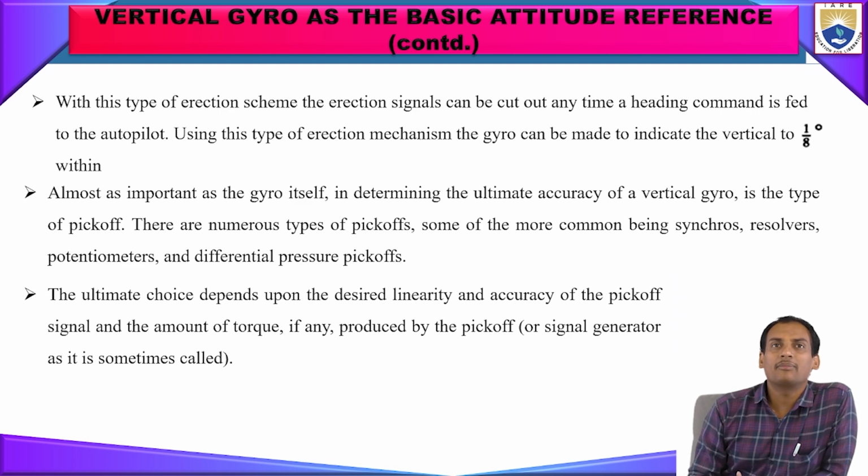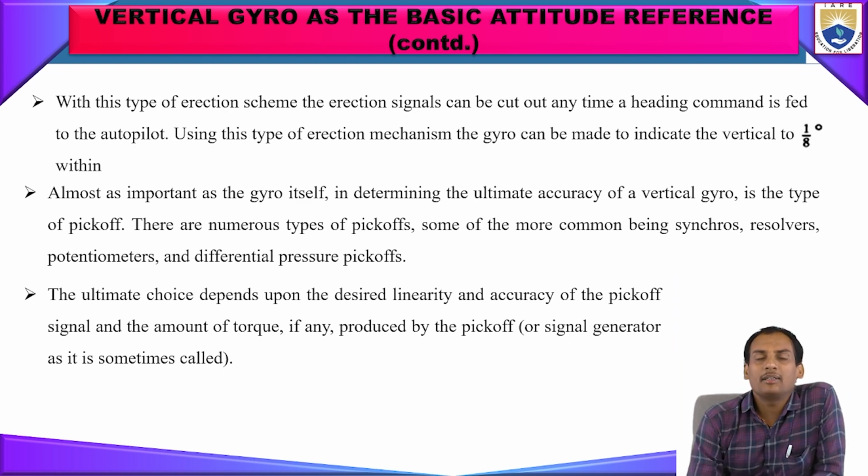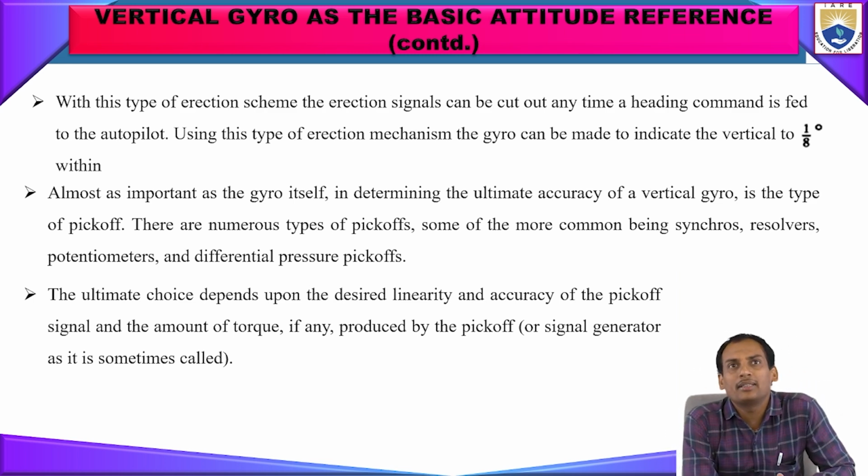With this type of erection scheme, the erection signal can be cut out at any time by a heading command if it is fed up with the autopilot. So using this type of erection mechanism, the gyro can be made to indicate the vertical to 1/8 degree, which is around 0.12 degrees, like that. So it is important, as the gyro itself, in determining the ultimate accuracy of that vertical gyro.